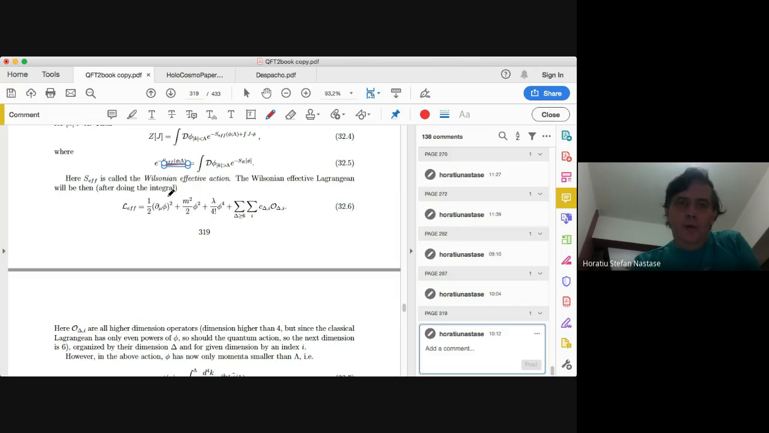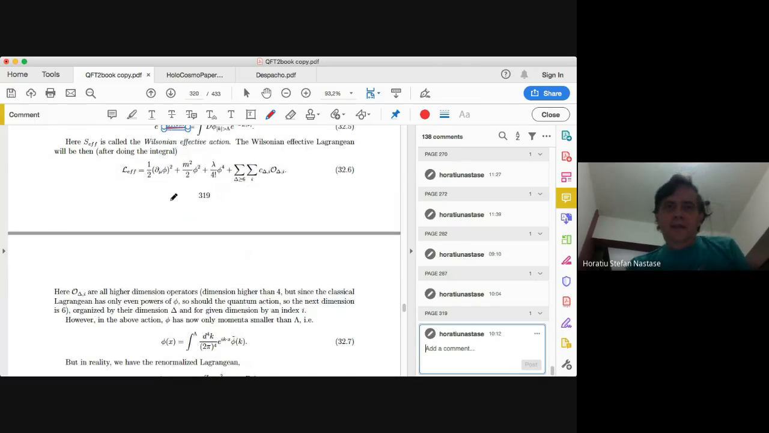Now, all of this action is up to dimension 4, is the complete one up to dimension 4, right? So this is dimension 2, this is dimension 4. And you cannot write anything else with dimension up to or equal to 4. So all of these things have dimension higher than 4. However, since the Lagrangian contains only even powers of phi, so phi squared and phi 4, the classical Lagrangian, also the quantum Lagrangian will contain even powers. So the next dimension after 4 here will be 6, not 5. 5 will be absent.